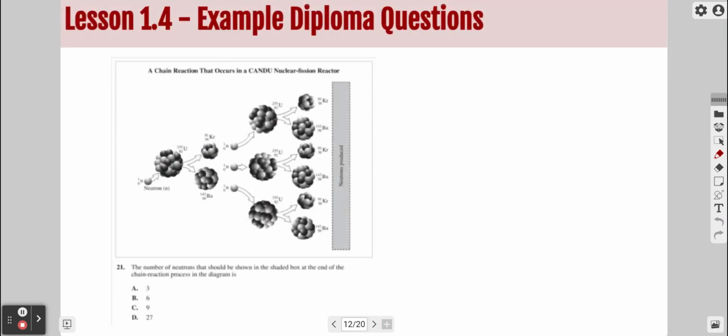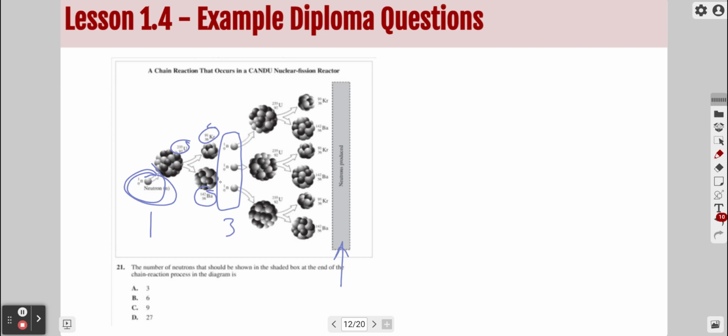All right, the chain reaction that occurs in the CANDU nuclear fission reactor. So you see you have that neutron hitting the uranium, getting two smaller elements or atoms, and we still have the neutrons being released as well, 3 times as many. So 1 neutron goes in, 3 neutrons come out. 3 neutrons go in, how many neutrons should be coming out? Well, it's a 1 to 3 ratio. So if it's 3 here, then this should be 9.